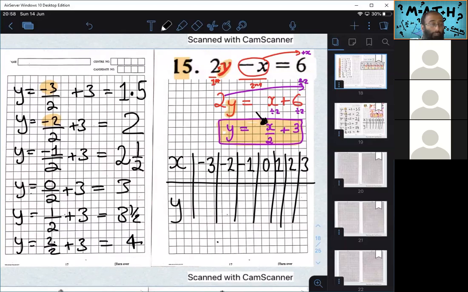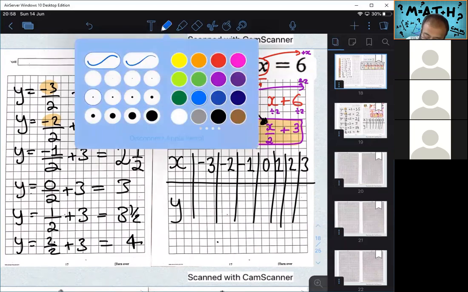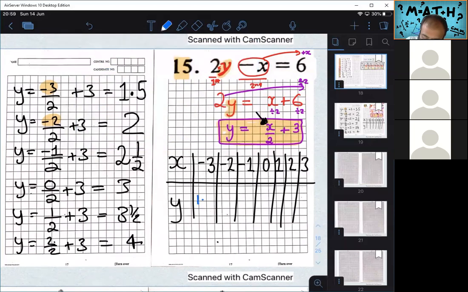Okay, so I haven't got room to do the last one, but we can see the pattern. We can quickly put them in. So -3 is going to give you 1.5, then it's 2, then it's 2.5, then it's 3, and then when x is 1 it's 3.5. I think I might have to write it sideways.